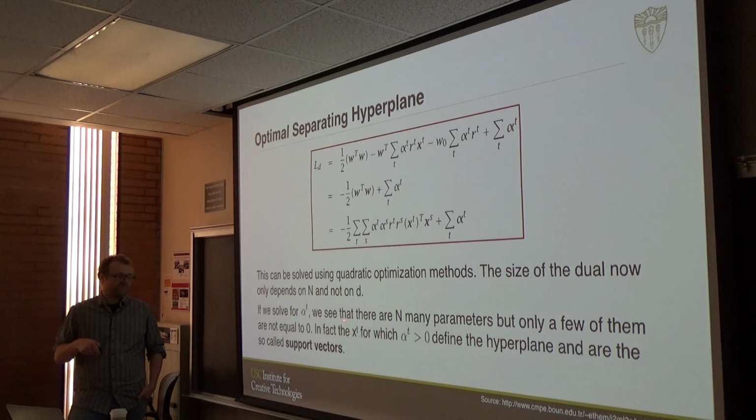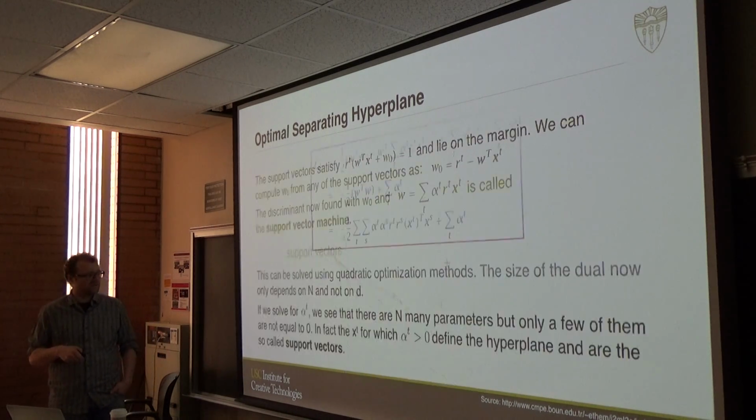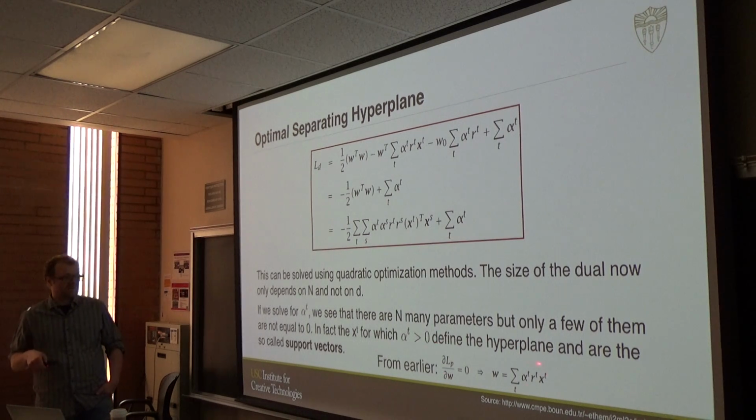In fact, for all of the xt's where alpha is greater than 0, they are actually defining this hyperplane, because otherwise they have 0 influence on the optimization. So they are actually our support vectors. So these xt's are our support vectors. And we see down here that only the alphas that are not equal to 0 will have influence on this w.